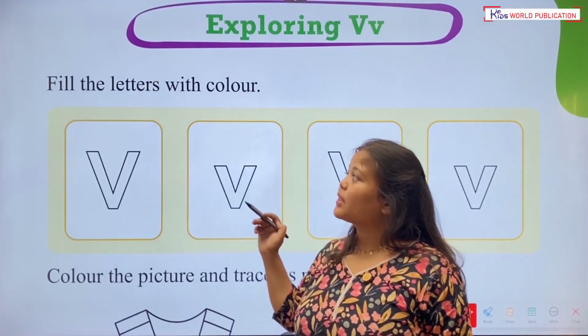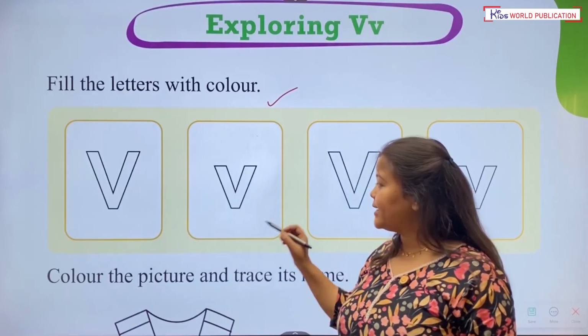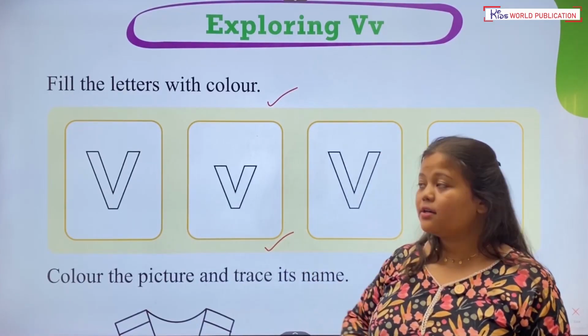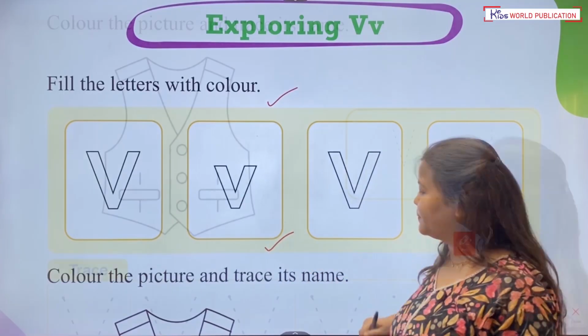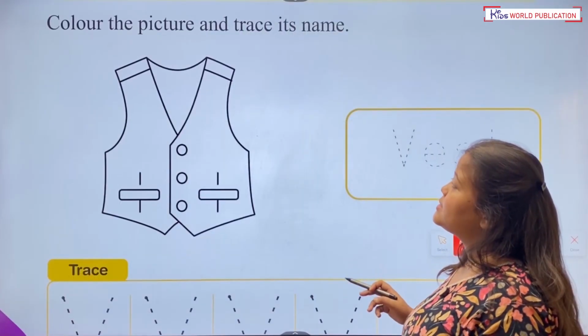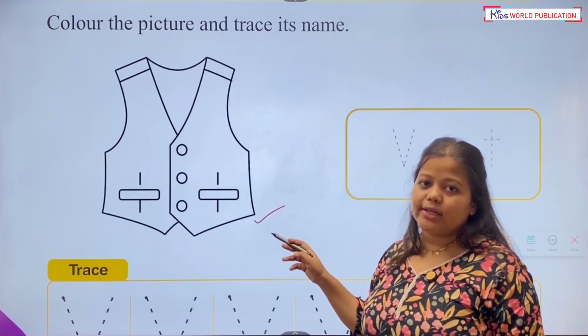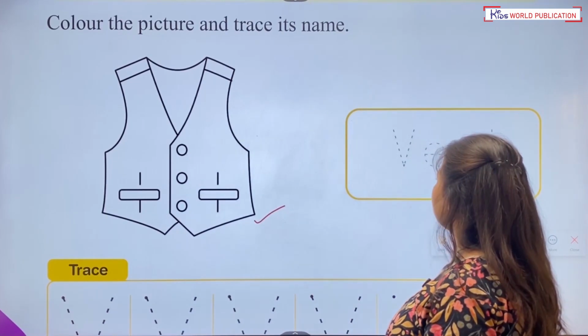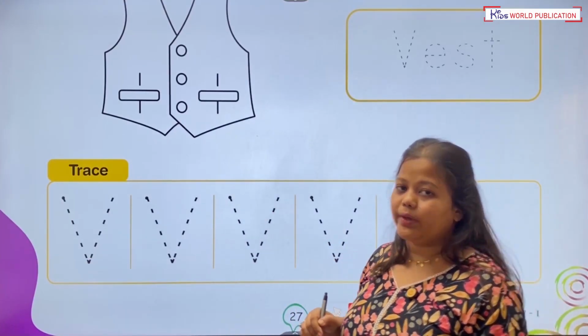Exploring V. Fill the letters with color. So kids, you will fill this letter with your favorite color. This is capital V and this is small v. Color the picture and trace its name. So kids, here you can see a picture. You will color it and also trace its name here. Trace. So kids, let's trace the letter V.